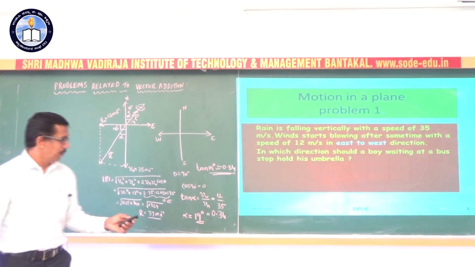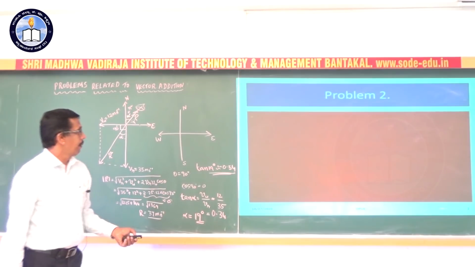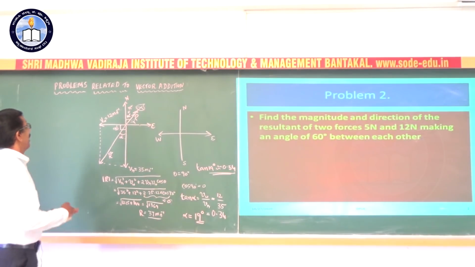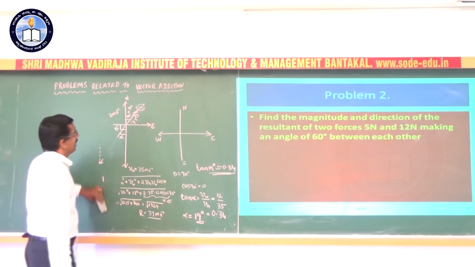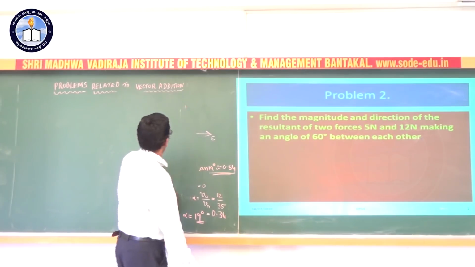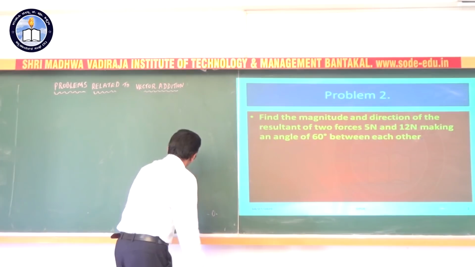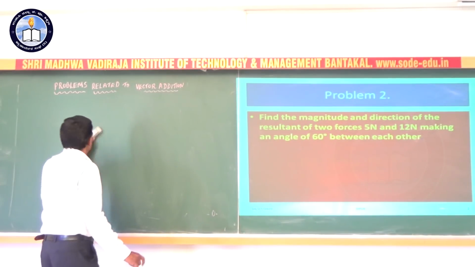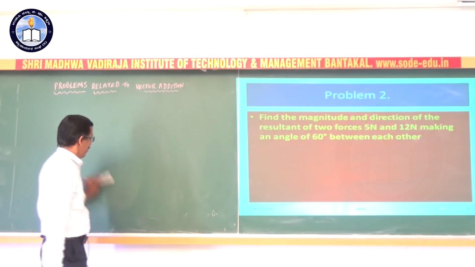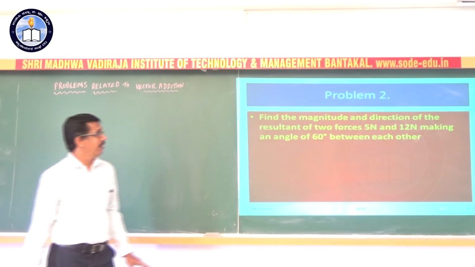Now we move on to second problem. Second problem is very simple. Find the magnitude and direction of resultant of two forces, 5 Newton and 12 Newton, making an angle of 60 degree between them.